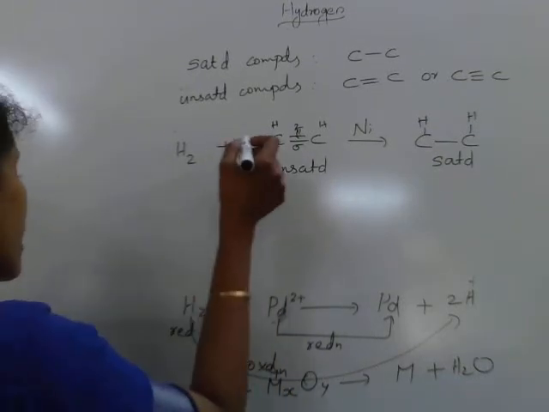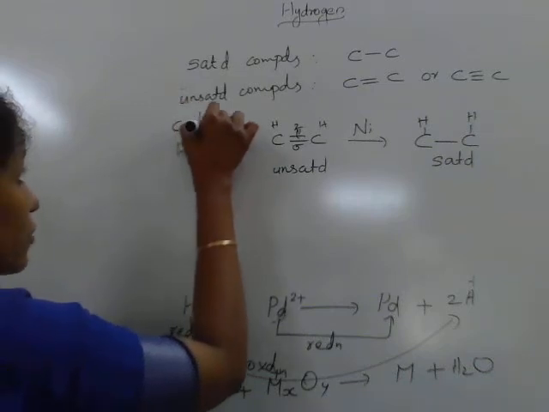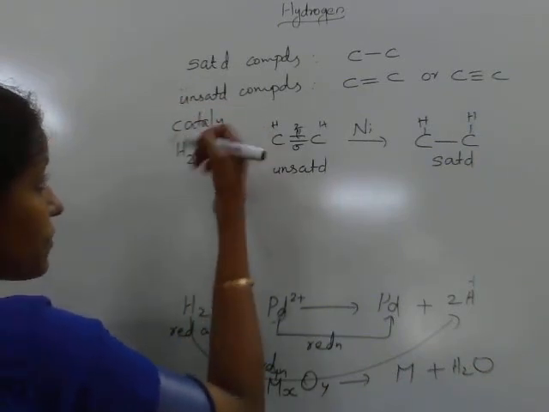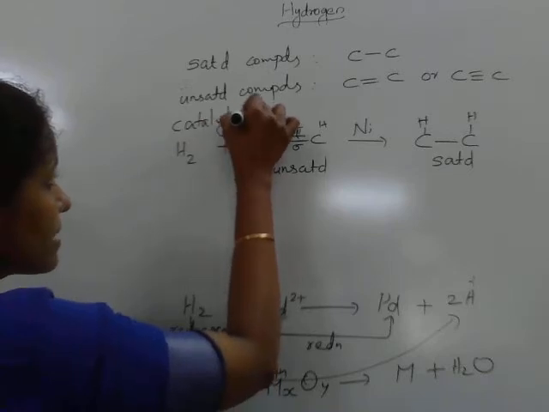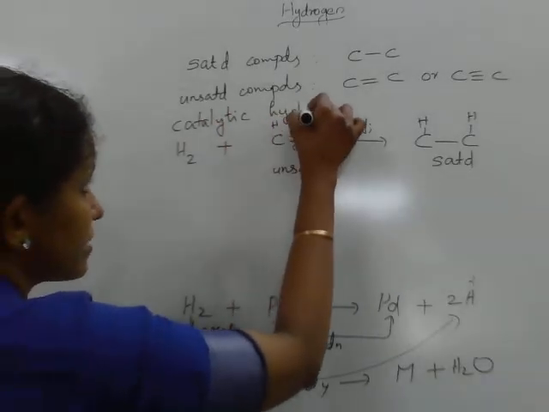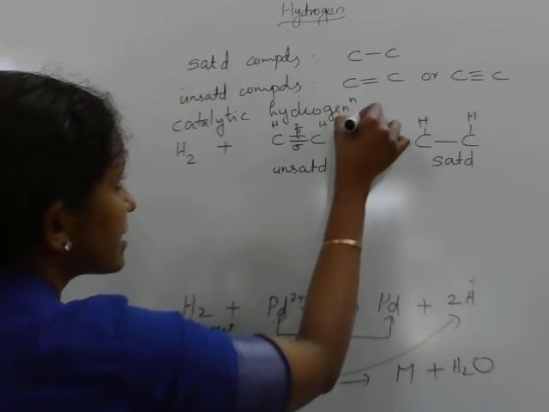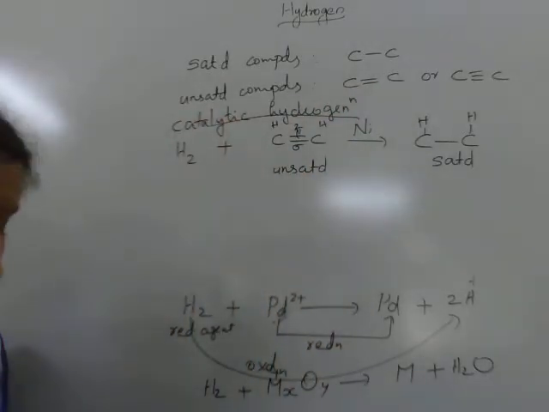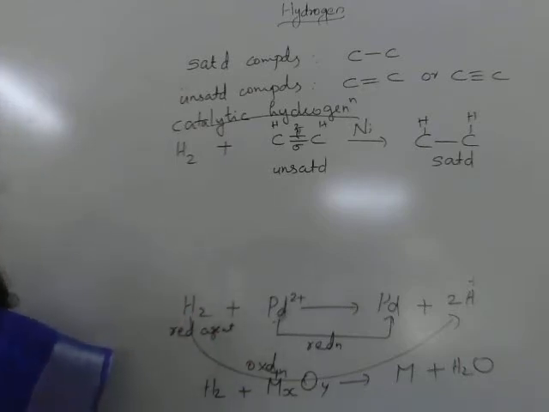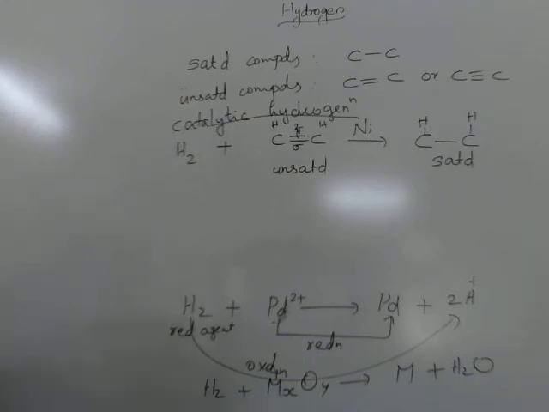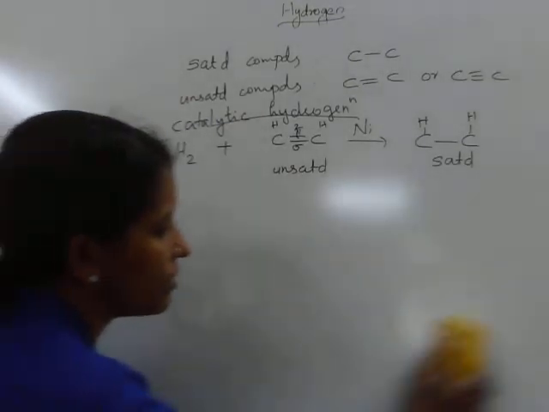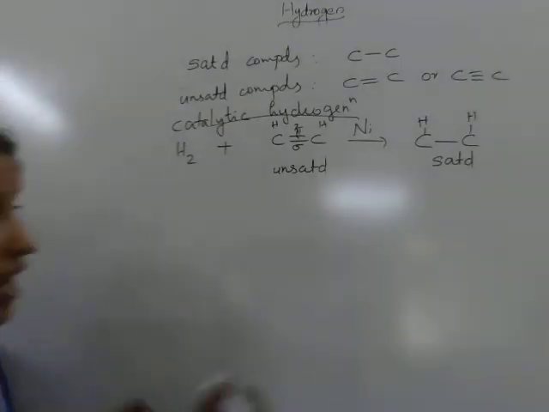This reaction is called catalytic hydrogenation because the reaction takes place in the presence of a catalyst. Hydrogenation means addition of hydrogen to a double bond or triple bond. This reaction is very important because it is used for production of commercial importance. For example, this reaction is used in the manufacture of Vanaspati ghee.